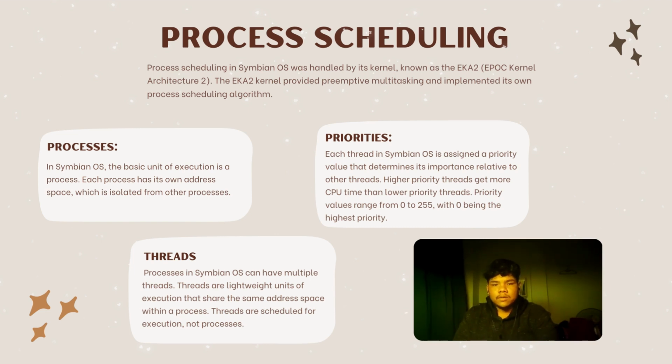Second is threads. Process in Symbian OS can have multiple threads. Threads are lightweight units of execution that share the same address space within the process. Threads are scheduled for execution, not process. Lastly is priorities. Each thread in Symbian OS is assigned a priority value that determines its importance relative to another threads. Higher priority threads get more CPU time than lower priority threads. Priority value range from 0 to 255, with 0 being the highest priority. Thank you.